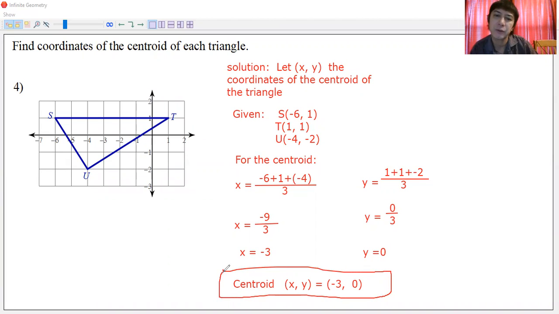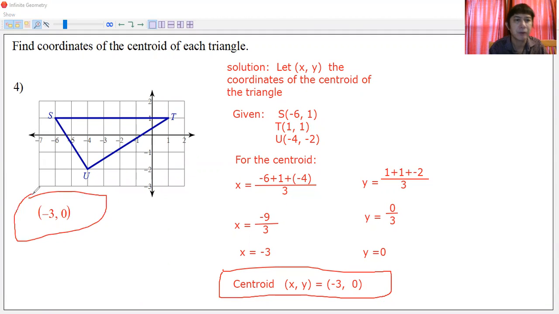Centroid xy is equal to -3, 0. Let's verify there. All right, that's it. Computer's answer is right below the diagram there. So -3, 0. So we're correct.